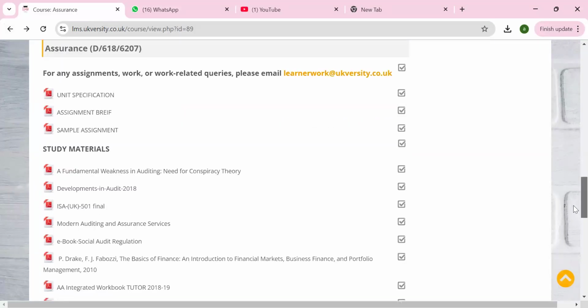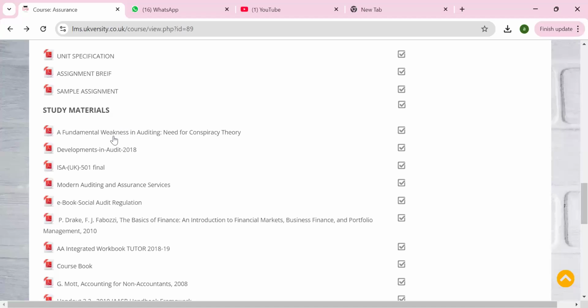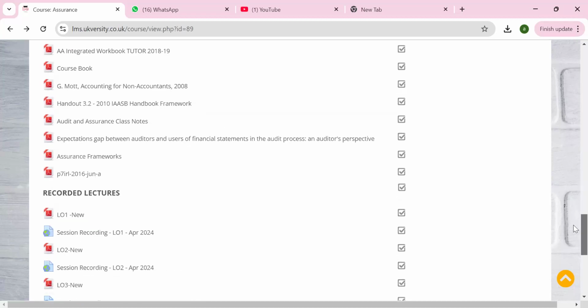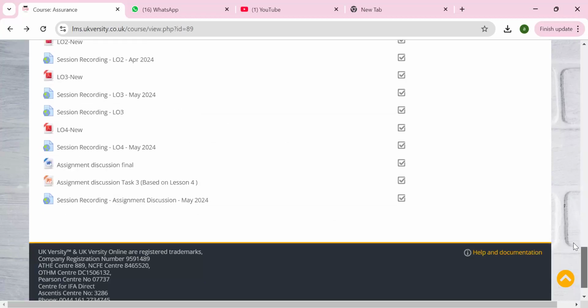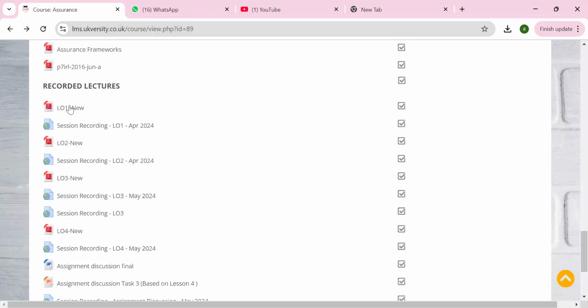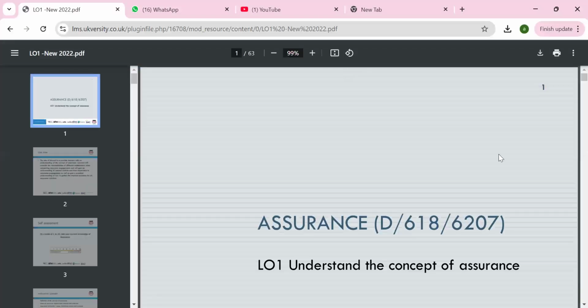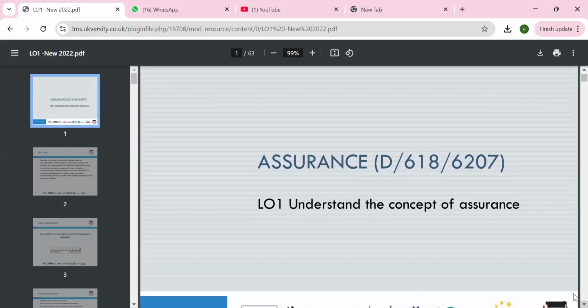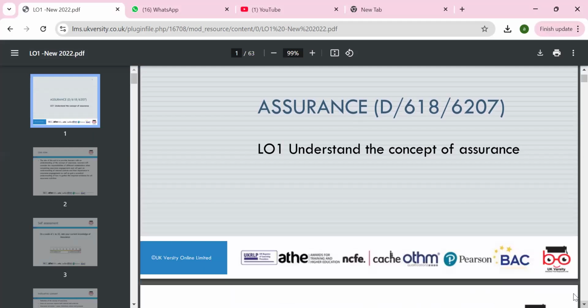Okay, guys, all the required resources are available here. You can find the books, journals, articles, and research papers, and today's key is our learning outcome. Our LO1 is about the concept of assurance, and we'll discuss assurance engagement. That's the key in our lesson today.